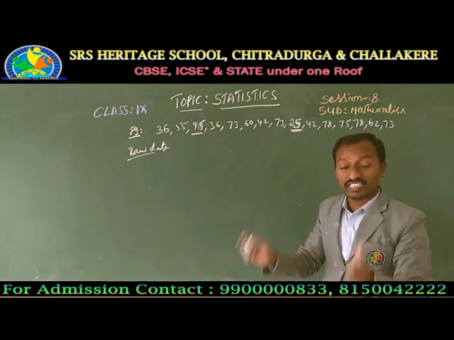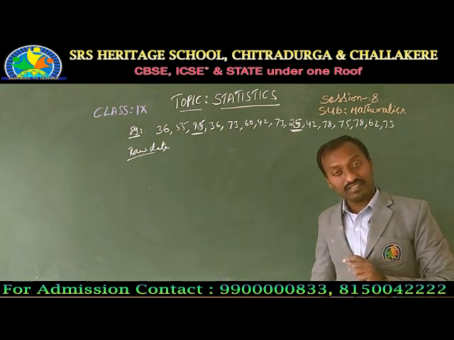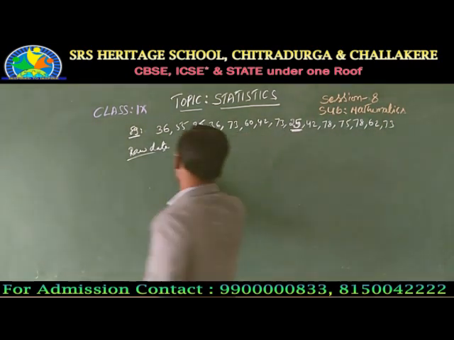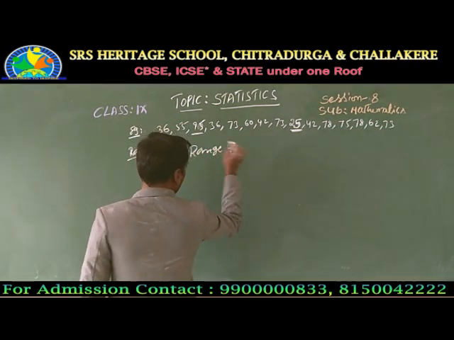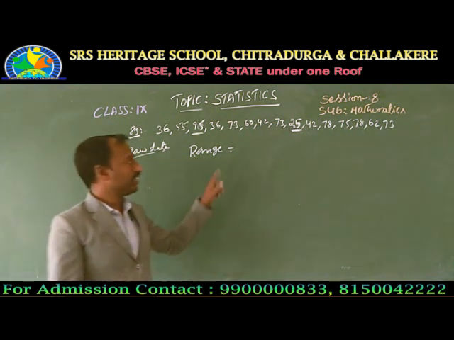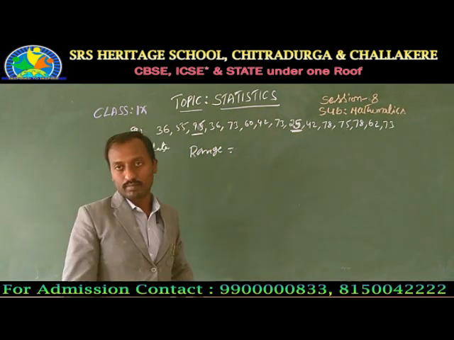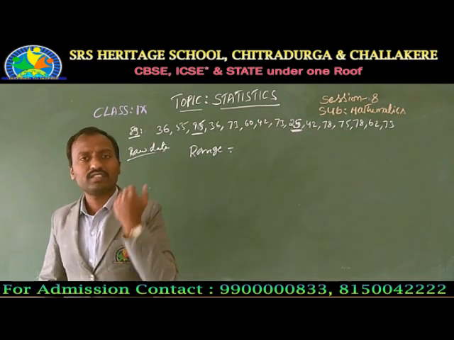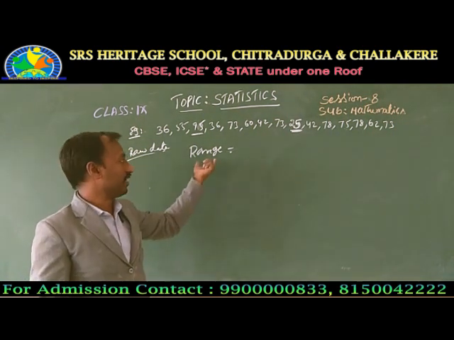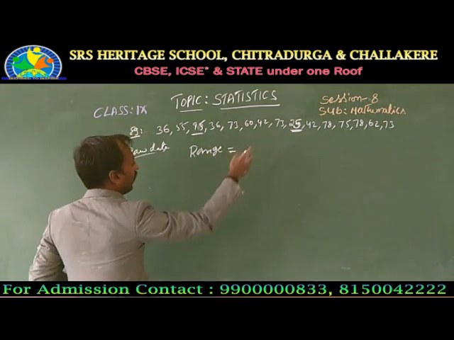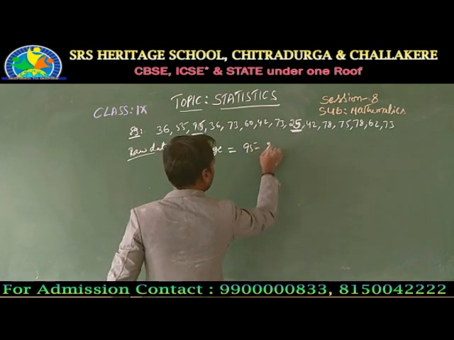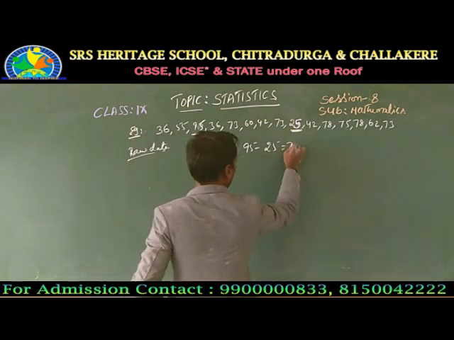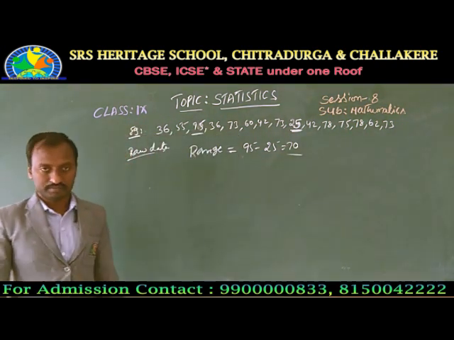The difference between the highest mark and the lowest mark is called the range. What is meant by range? Range is the difference between the highest and the lowest mark. In any raw data, highest value minus least value is the range. What is the range of this ungrouped data? Highest mark is 95 and the least mark is 25. 95 minus 25 is 70. So the range of this data is 70.